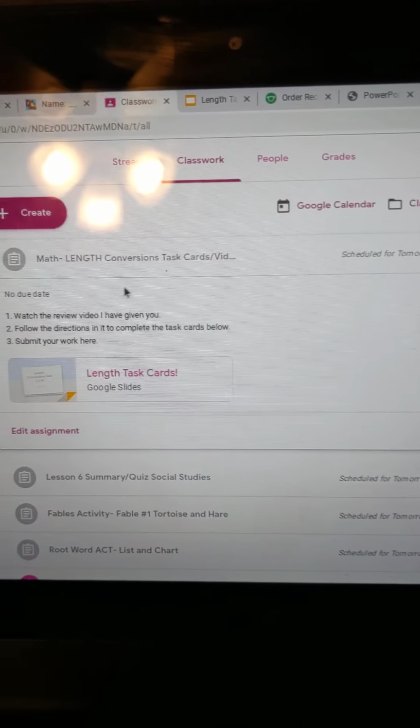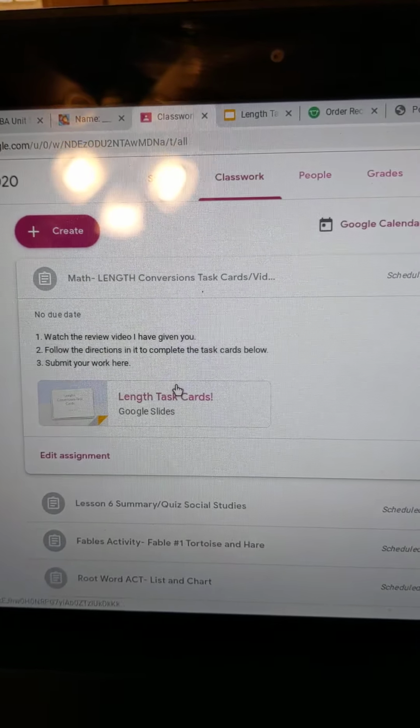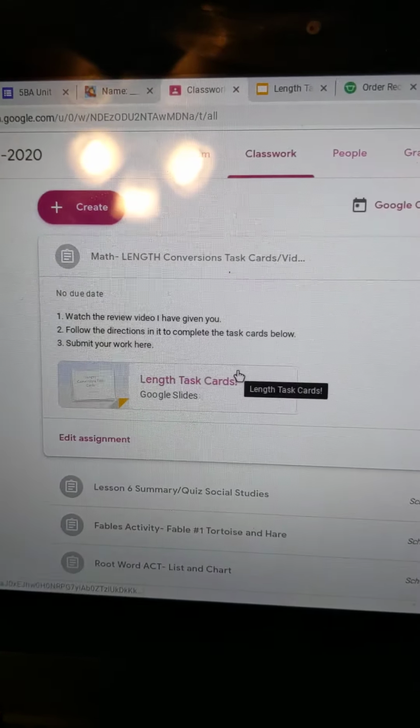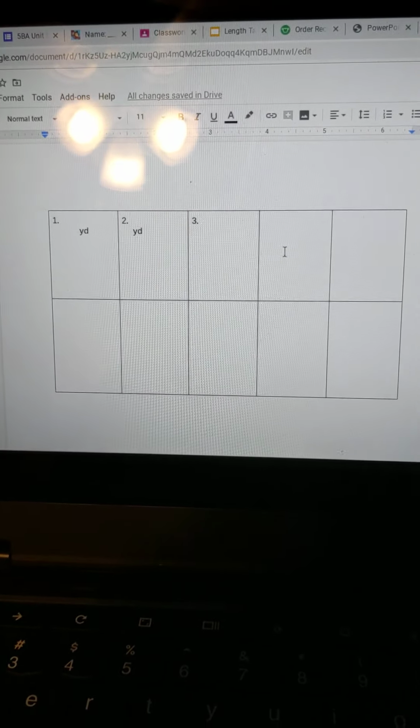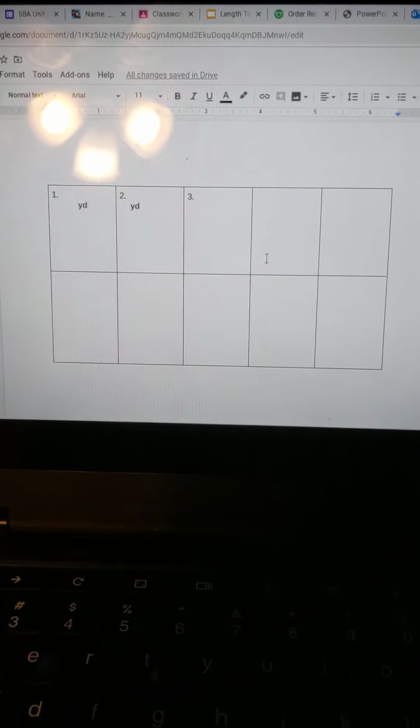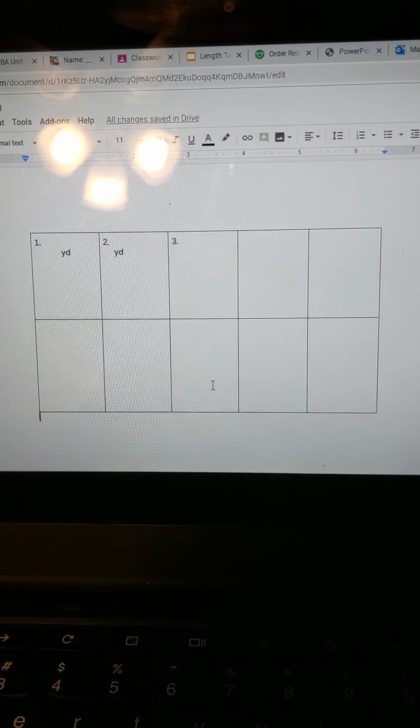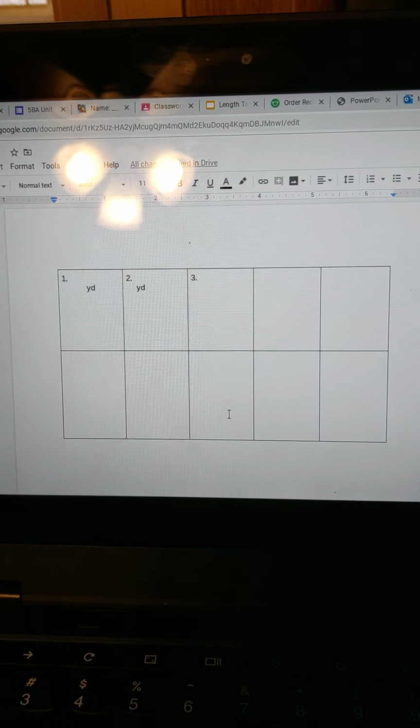Okay, so in this spot, this math length task cards here, you will upload, yours looks different than this, of course, your answer doc and your work picture. Now, those could both be on the same thing. You could take a picture and copy and paste it onto this doc too. I don't care. I just want you to have the work and the answers submitted.